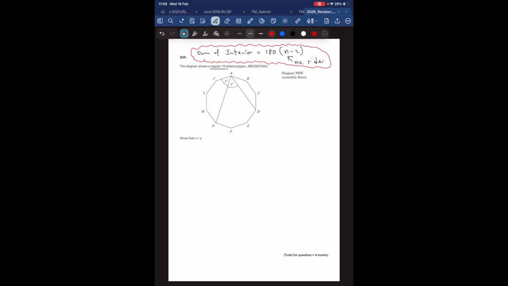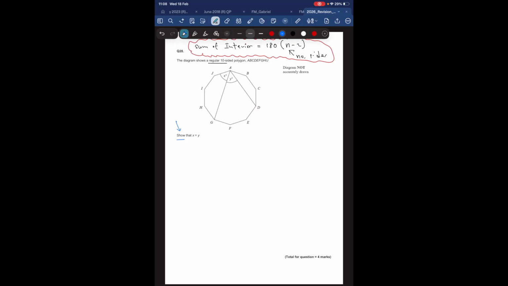Now, the other thing you need to recognize with this question is that the word show, in the maths that you're going to be doing, basically means prove. So you are asked to prove that this angle here, x, is the same as this angle here, y. Your starting point, try working out angles. Don't focus your attention on x and y.